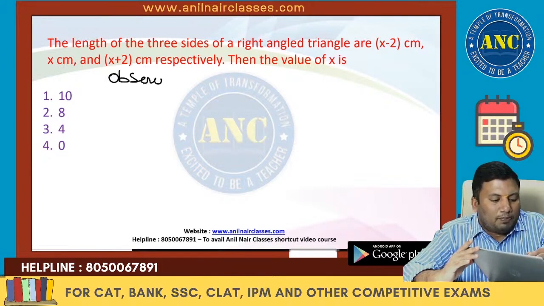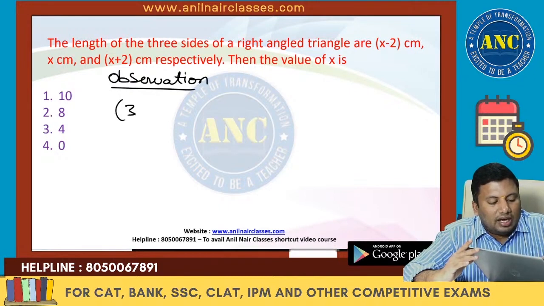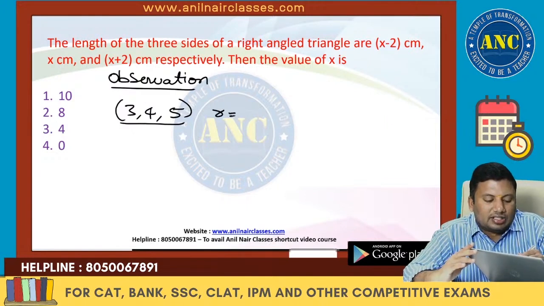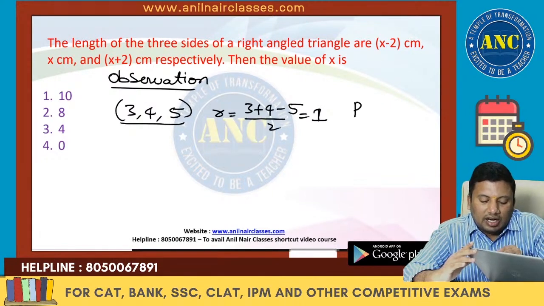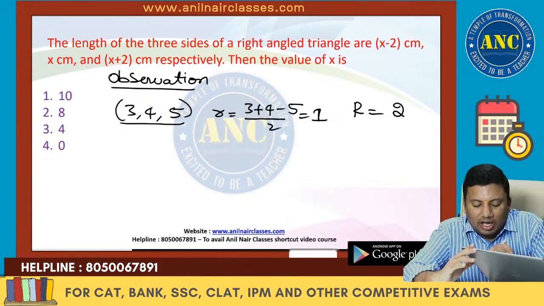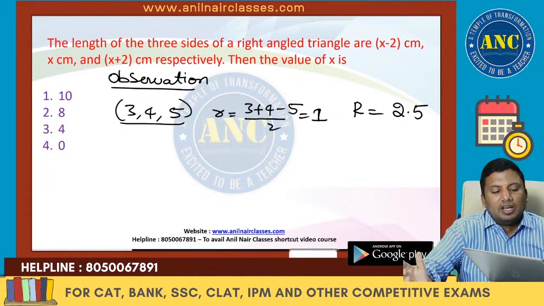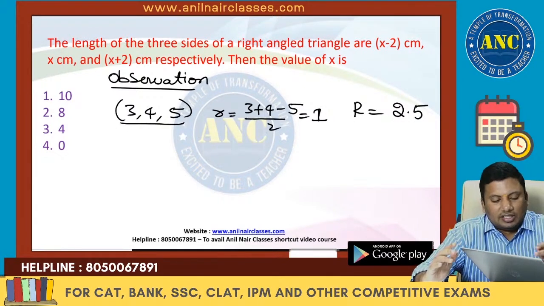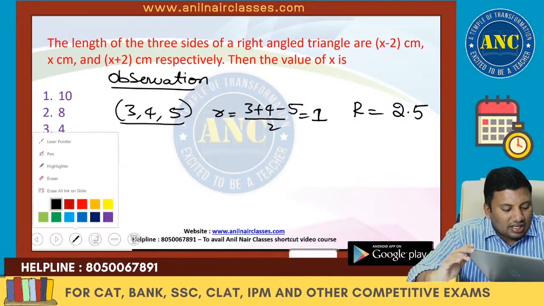This is a very important observation. Please make a note of it. Suppose in a triangle with Pythagorean triplets 3, 4, 5, inradius is nothing but a plus b minus c by 2, which is nothing but 1. Circumradius is nothing but half of the hypotenuse. R is nothing but 2.5. So in 3, 4, 5, inradius is 1, circumradius is 2.5.